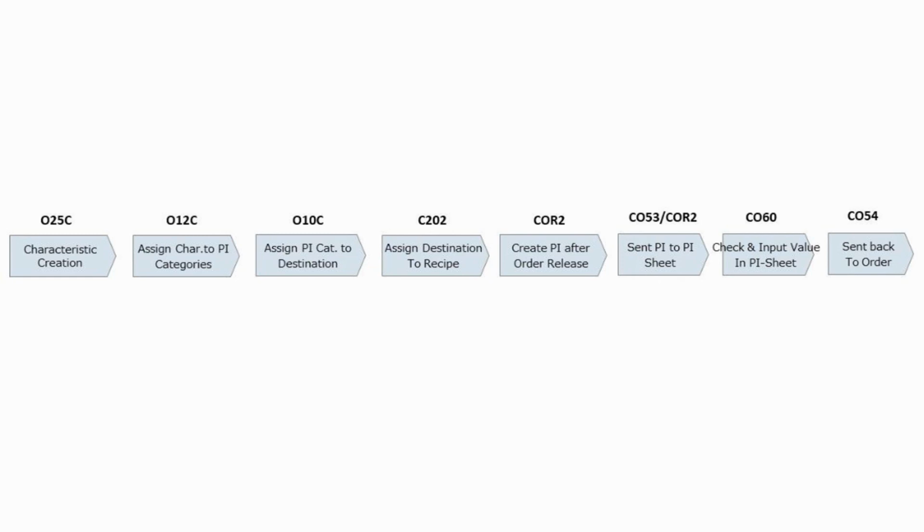But order confirmation through PISHEET is just an example for today's class. As I said before, SAP provides many standard PI categories for PISHEET. So after we assign all these PI categories to destination, we can do order confirmation, we can do good receipt, we can do good issue, and other operations to a process order, all through PISHEET.